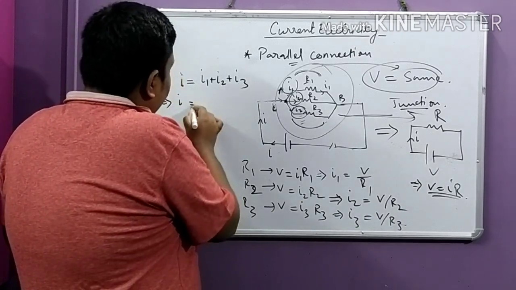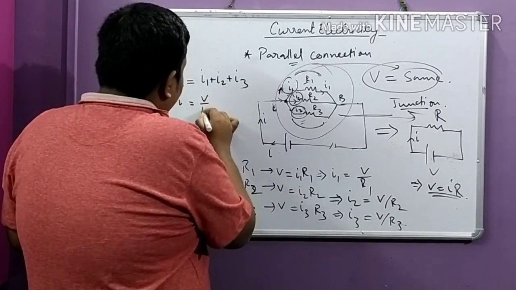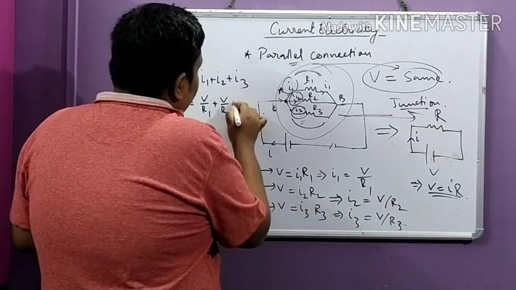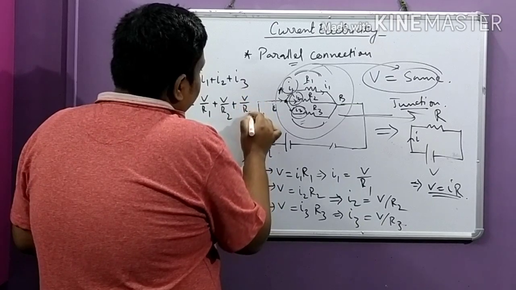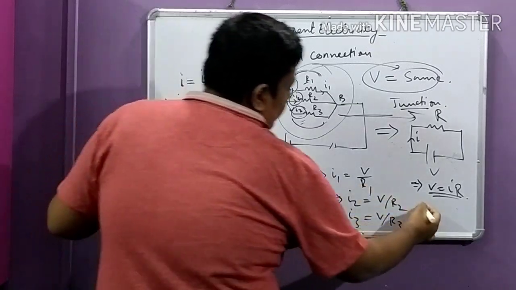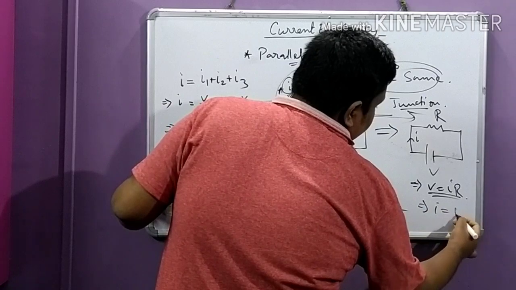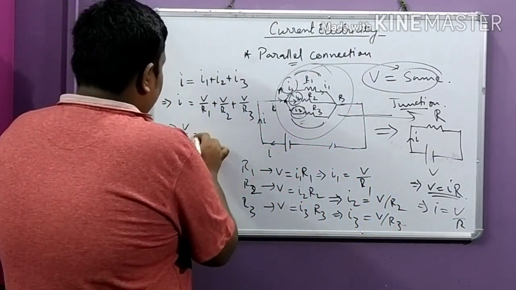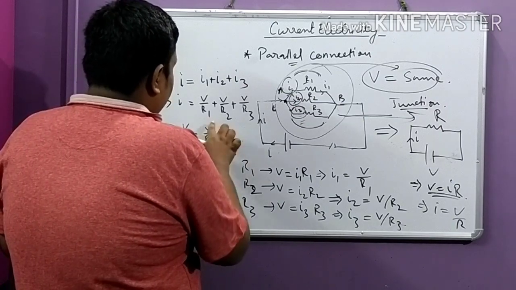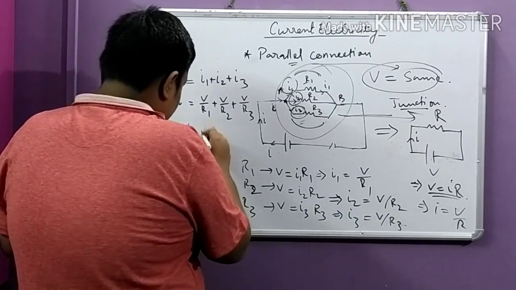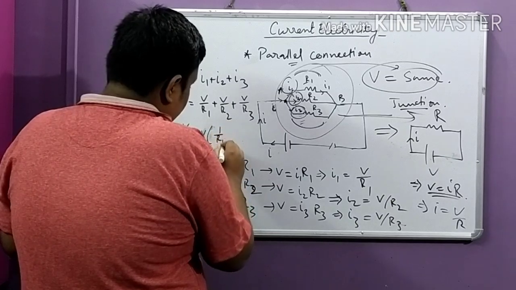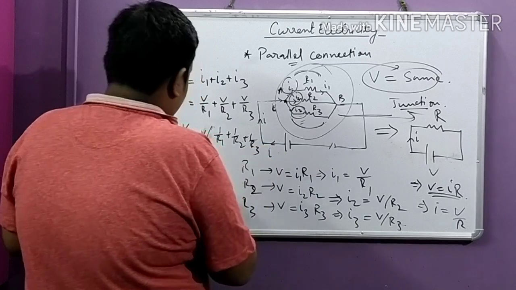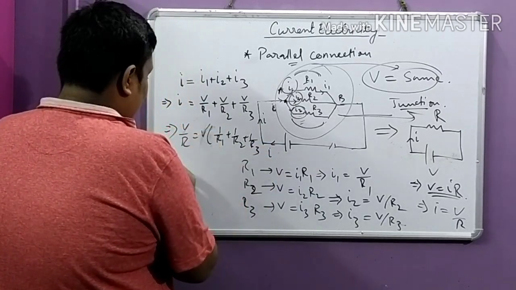I equal to I1 means V by R1, I2 means V by R2 and I3 means V by R3. What is I from here? I is V by R. So V by R equal to V by R1. In fact, you can take V common. So 1 by R1 plus 1 by R2 plus 1 by R3. So V and V will get cancelled, and finally what we will get?